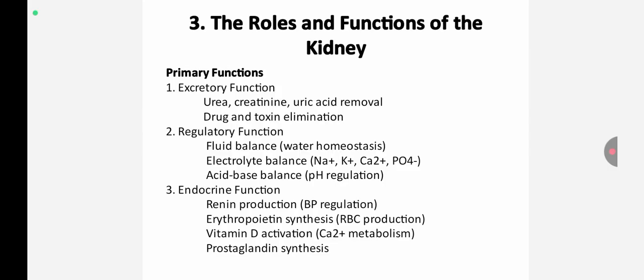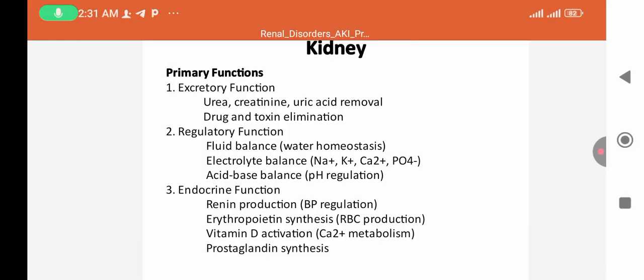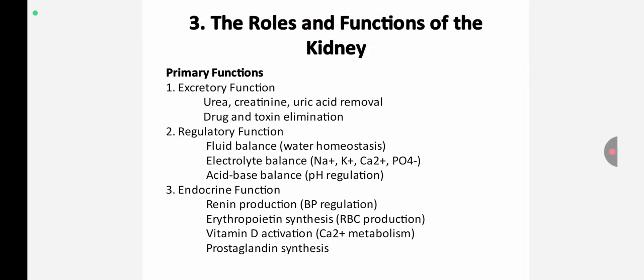Of course, once the kidney senses that there is a low red blood cell in the blood, it begins production of red blood cells. Vitamin D activation, that is for calcium metabolism, then prostaglandin synthesis. Take note, the first two functions, that is the excretory and the regulatory function, is what is majorly affected in acute kidney injury. While the last function, the endocrine function, is what is majorly affected during chronic kidney injury.